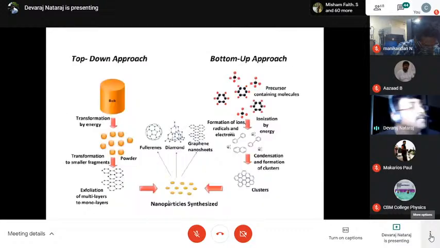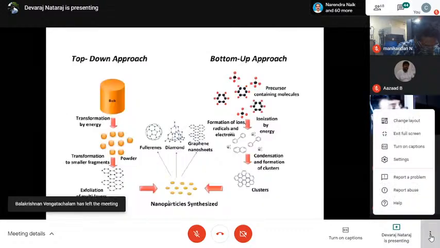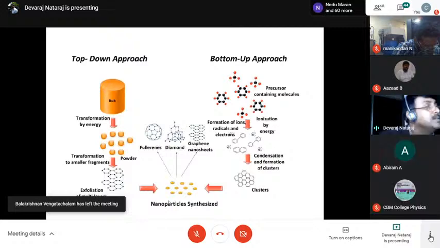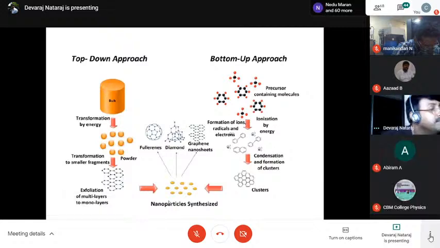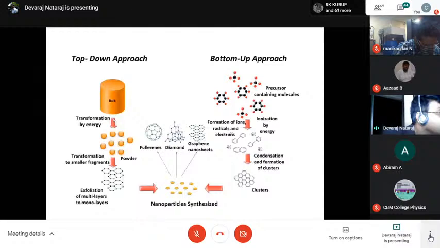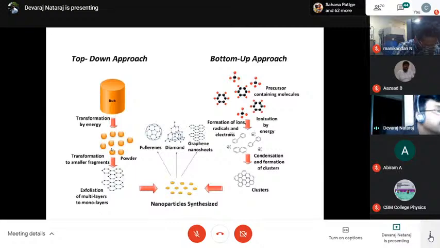Generally, one can prepare nanomaterials by two different approaches. These approaches are well known. One is the top-down approach, the other is the bottom-up approach. In the top-down approach, bulk material is sliced into smaller particles by applying some energy, and therefore you can get nanoscale particles as shown in this diagram. You can also get graphene quantum dots from bulk graphene or graphite, and so on.